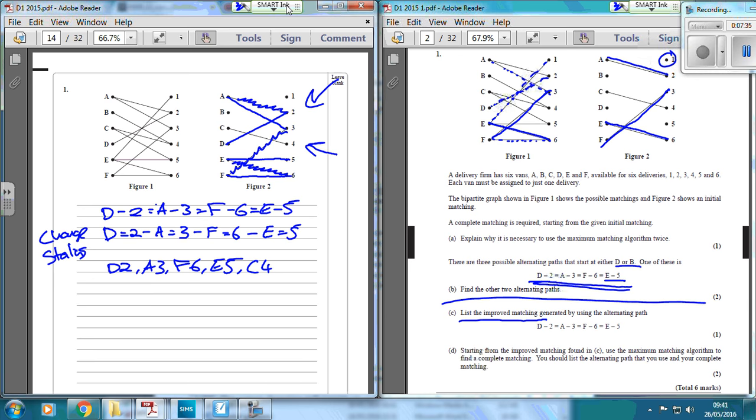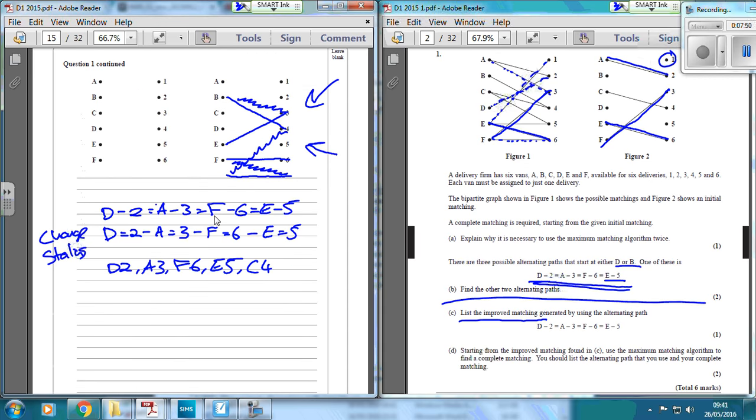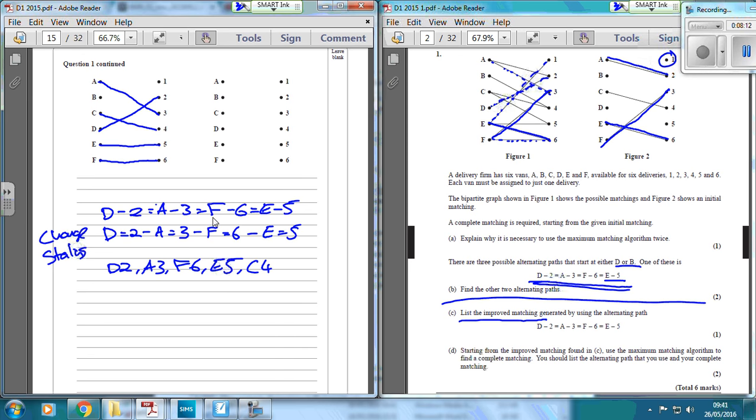So now we've got to start from the improved matching you found in C, which is what we've got here. Use the maximum matching algorithm to find a complete matching. So what I'm going to do is I'm going to use one of the other diagrams that we've got here. So we've got D already matched to 2, A's already matched to 3, F's already matched to 6, E's already matched to 5, C's already matched to 4. So what we've got to do is we've got to start at B, and then we've got to get to 1.